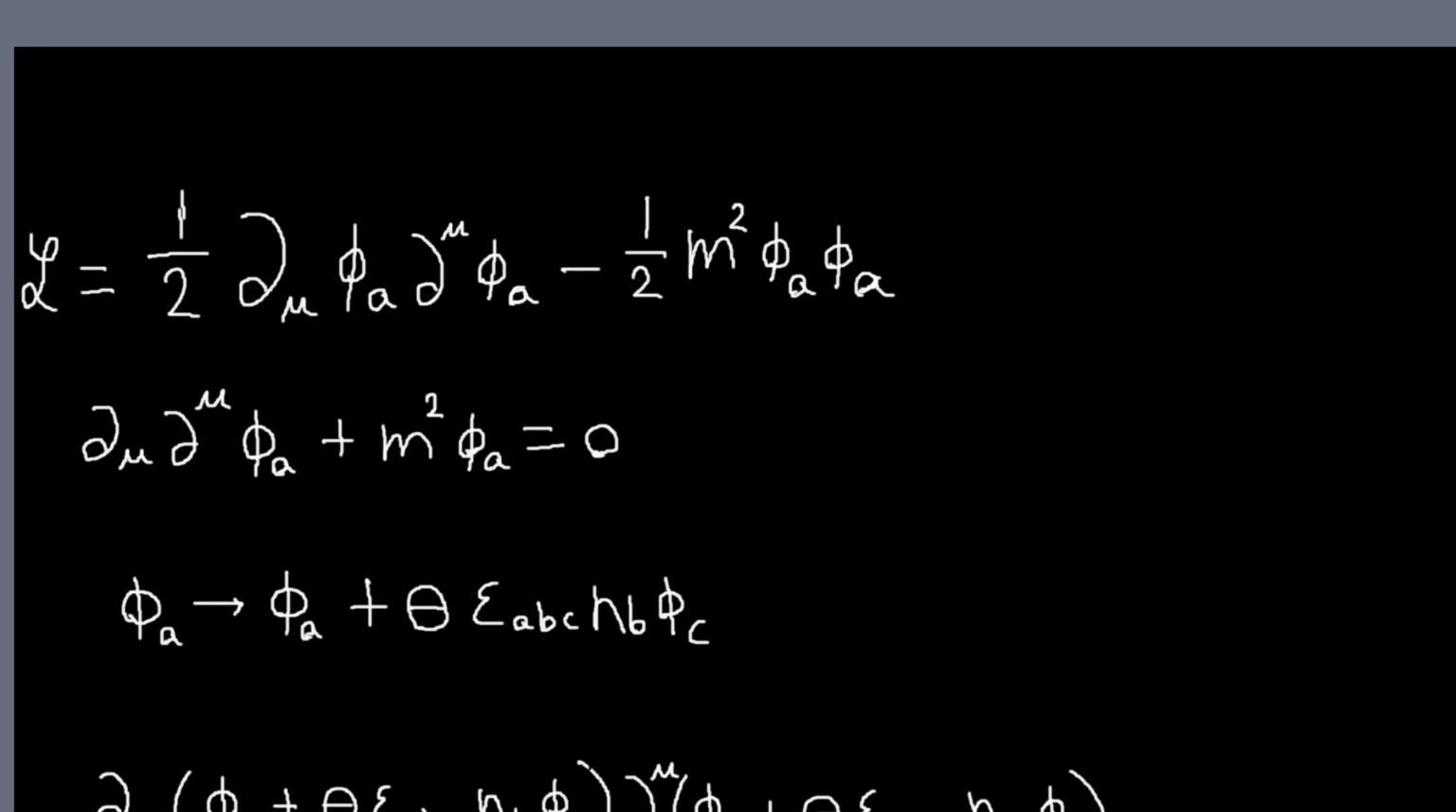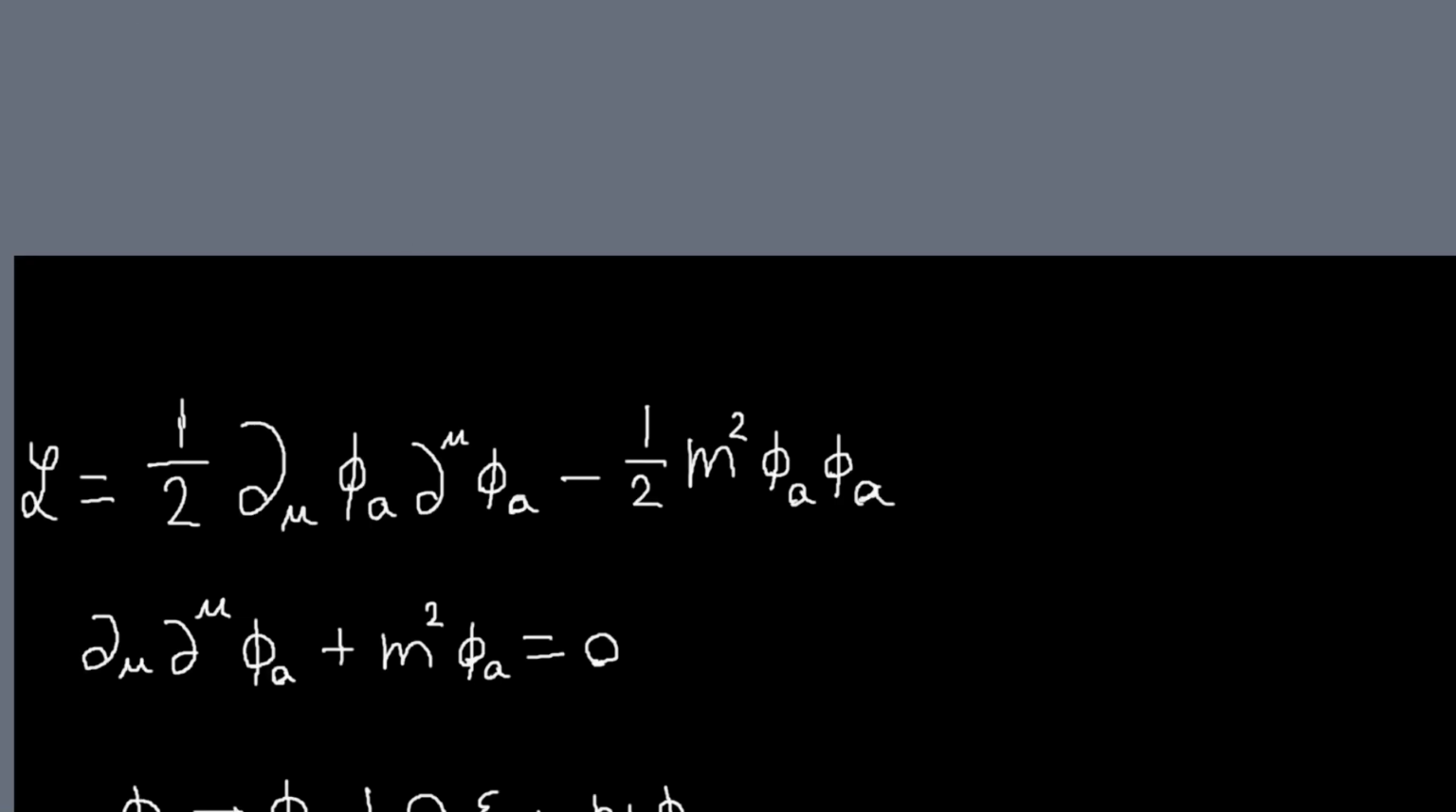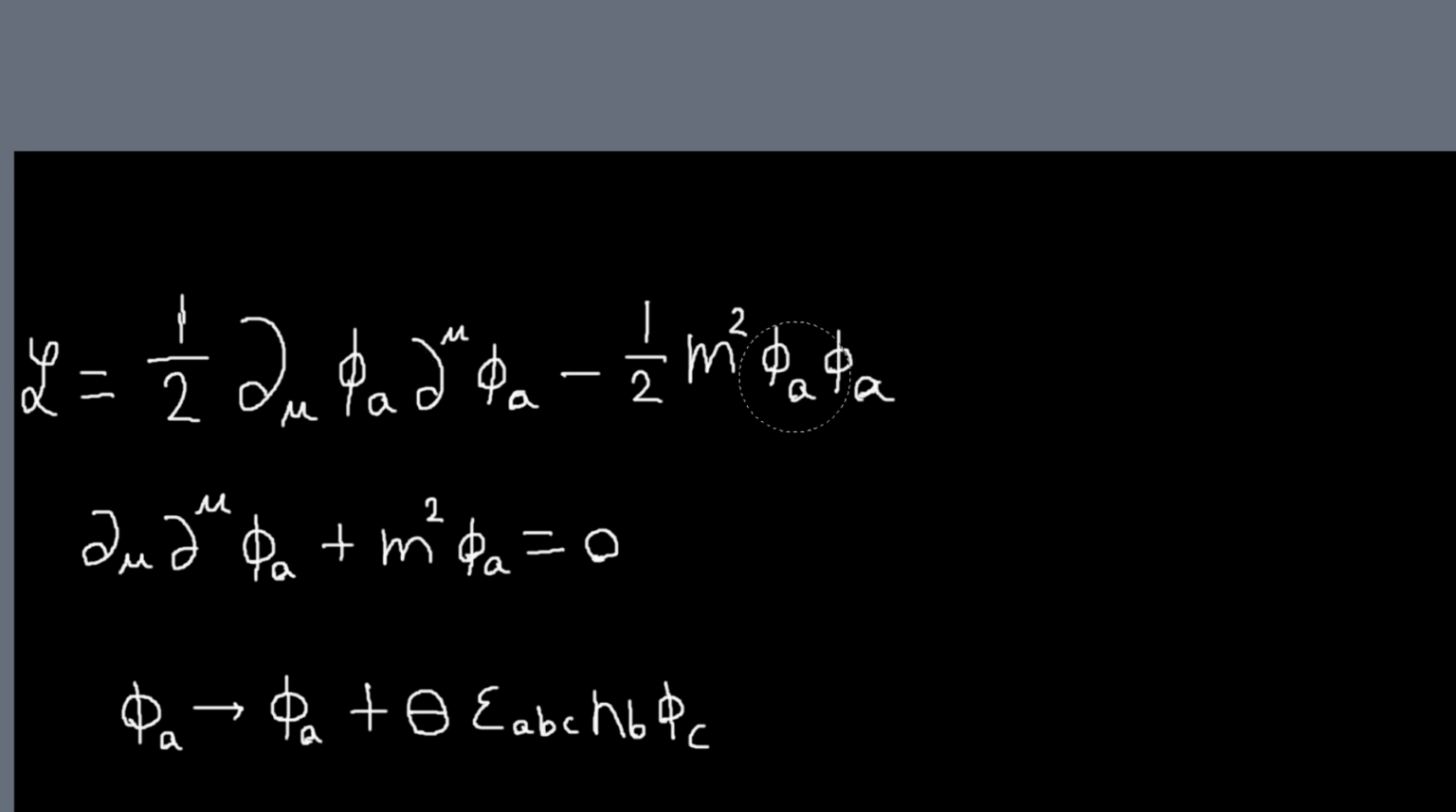Hello, so I'm going to go over the fourth problem from the first problem set of David Tong's notes. So we have this Lagrangian here, and the first thing to note about it is we're summing over A here, so this is just a sum of three Klein Gordon fields. So each field will satisfy the Klein Gordon equation.